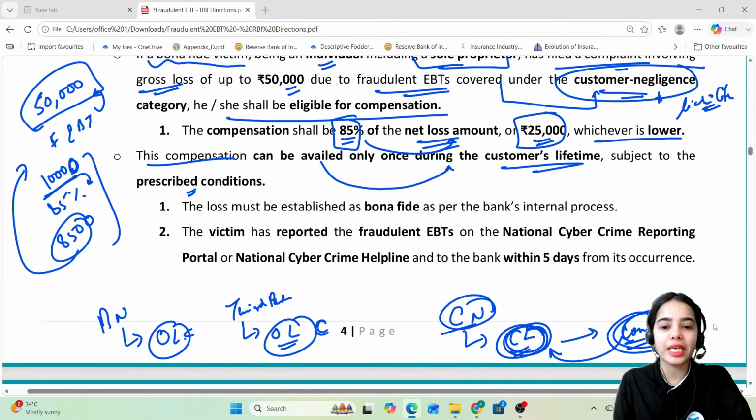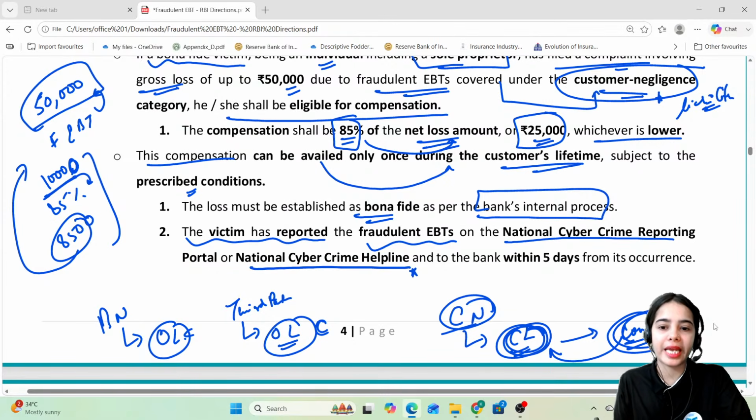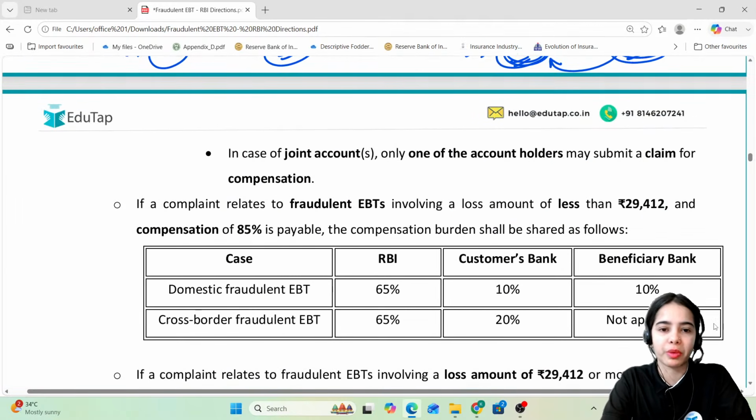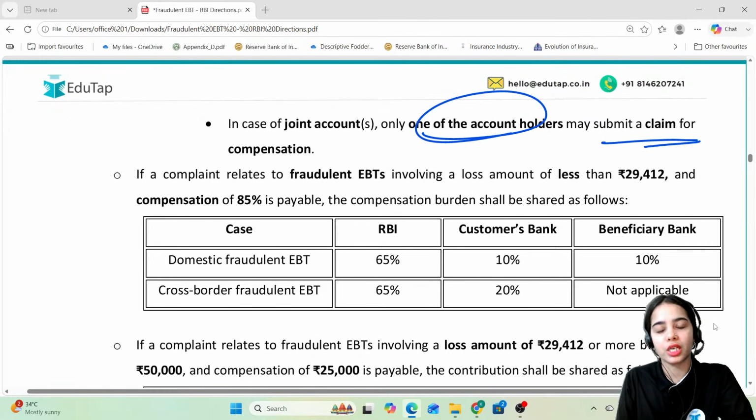The loss must be established as bona fide as per the bank's internal process, that the loss was genuine. The victim has reported the fraudulent EBT on the National Cybercrime Reporting Portal or National Cybercrime Helpline and to the bank within 5 days from its occurrence. So within 5 days, that is the timeline that you have to remember. In case of joint accounts, only one of the account holders may submit a claim for the compensation.